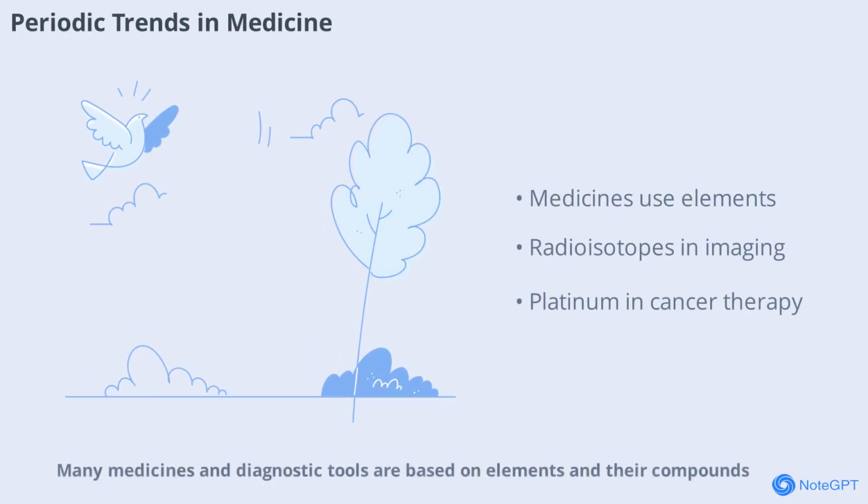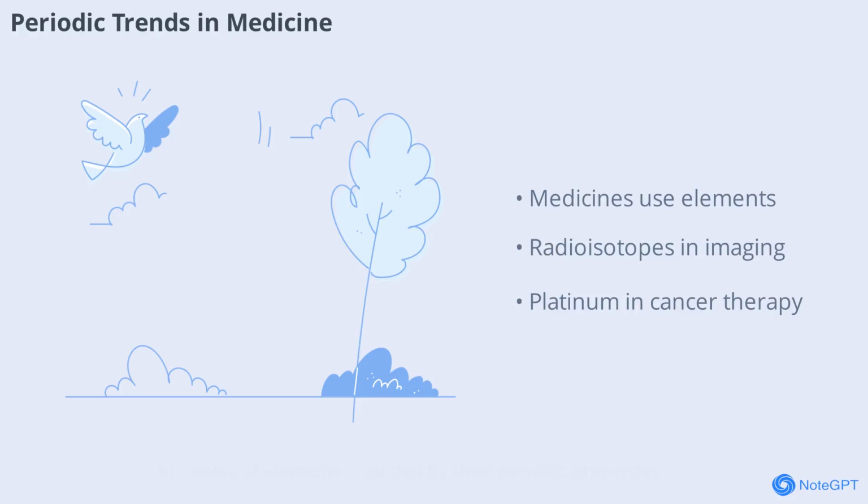Many medicines and diagnostic tools are based on elements and their compounds. For example, radioactive isotopes are used in imaging, while platinum compounds are used in cancer treatment. The choice of elements is guided by their periodic properties, such as reactivity and stability, ensuring safety and effectiveness.